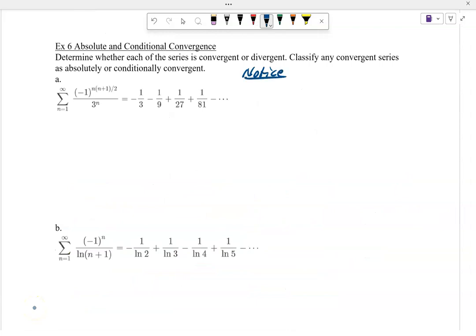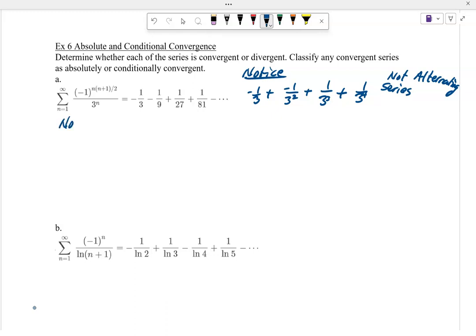I noticed on this one, you've got negative 1/3 plus, it's like negative 1 over 3 squared plus 1 over 3 to the third plus 1 over 3 to the fourth. This is not an alternating series. See how the signs change in pairs? Like it's a negative, it's a negative, it's positive. So this is not alternating.